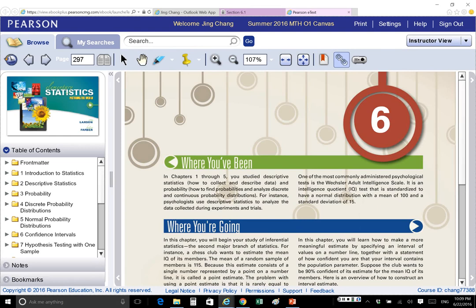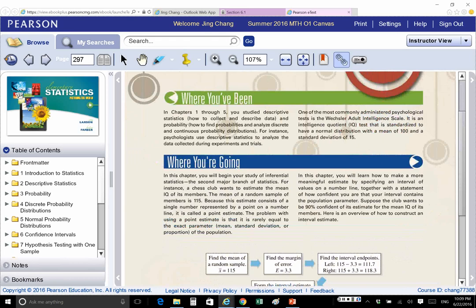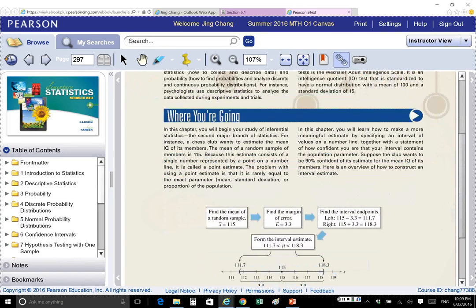Okay, now chapter 6, we'll learn how to use inferential statistics, which means how do you use sample data to make inference about a population. This is a major branch of statistics, and it's our goal. So you need to know how to use a sample to make inference about your population. That's why we keep talking about what is the population, what is the sample in the previous discussion forum.